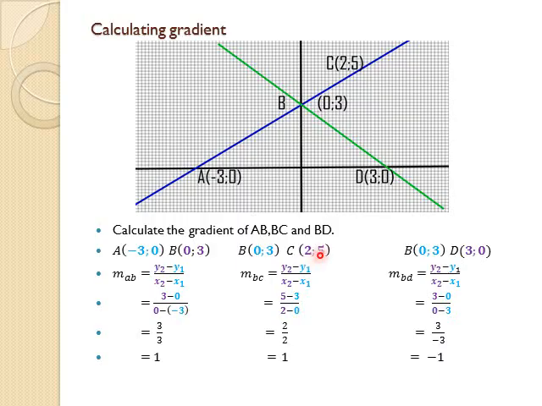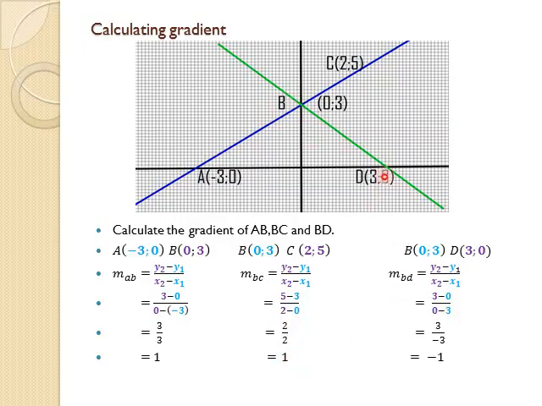So there, y2, 5, minus y1, 3. x2, 2, minus x1, which is 0. 5 minus 3 gives me 2. 2 minus 0 gives me 2. 2 divided by 2 gives me 1.